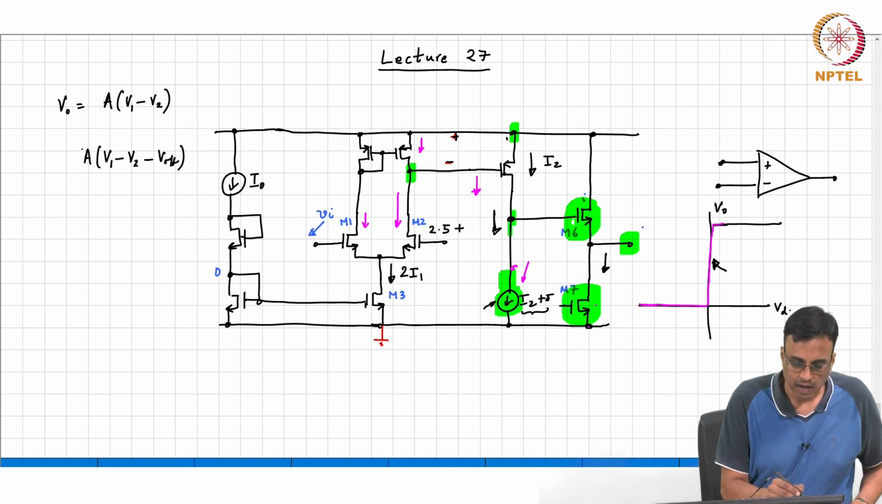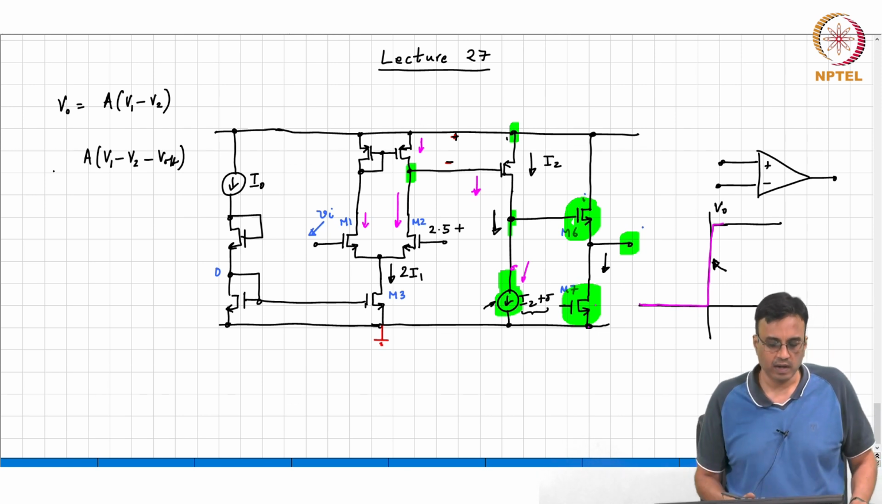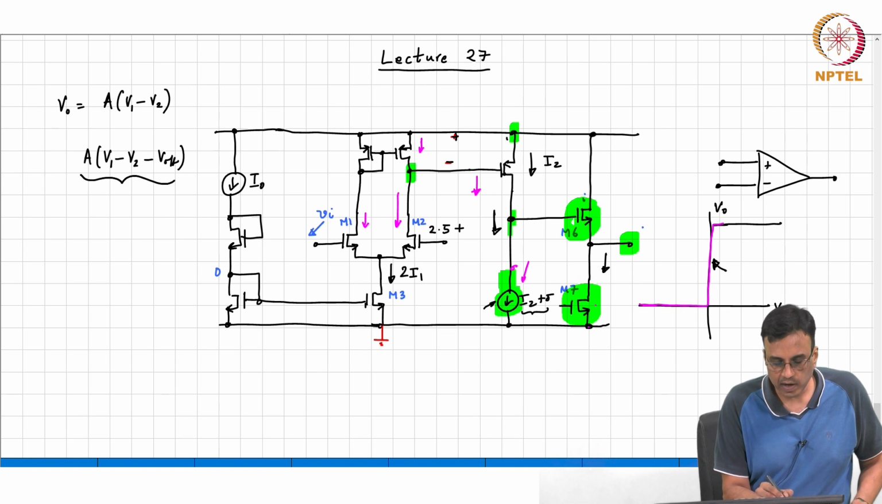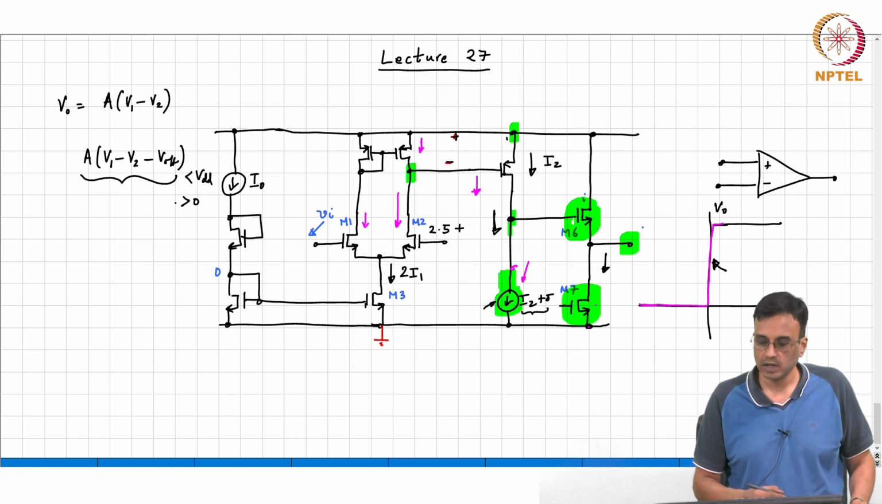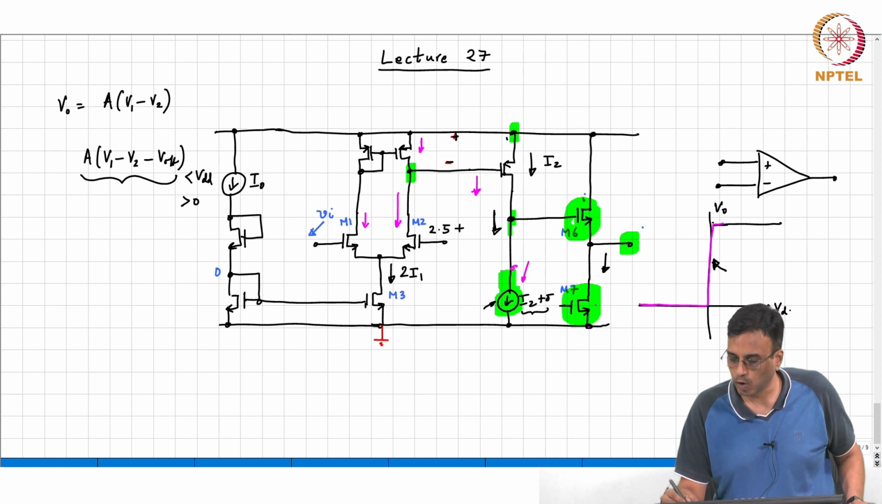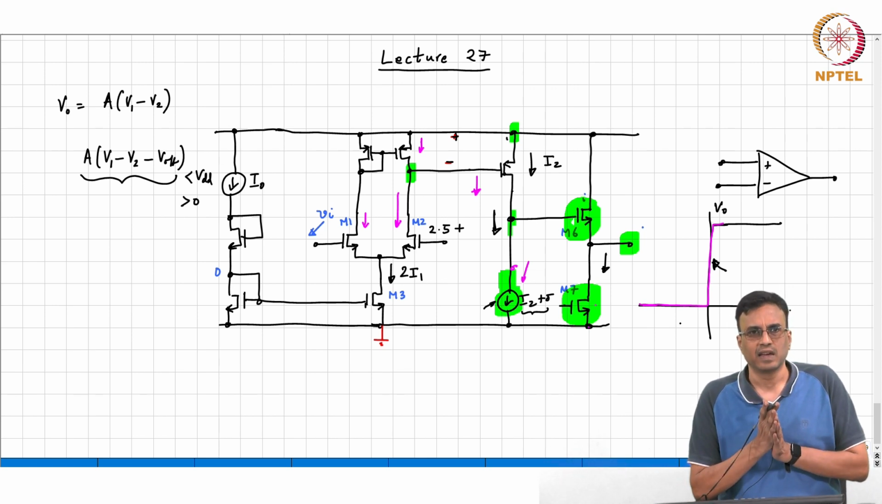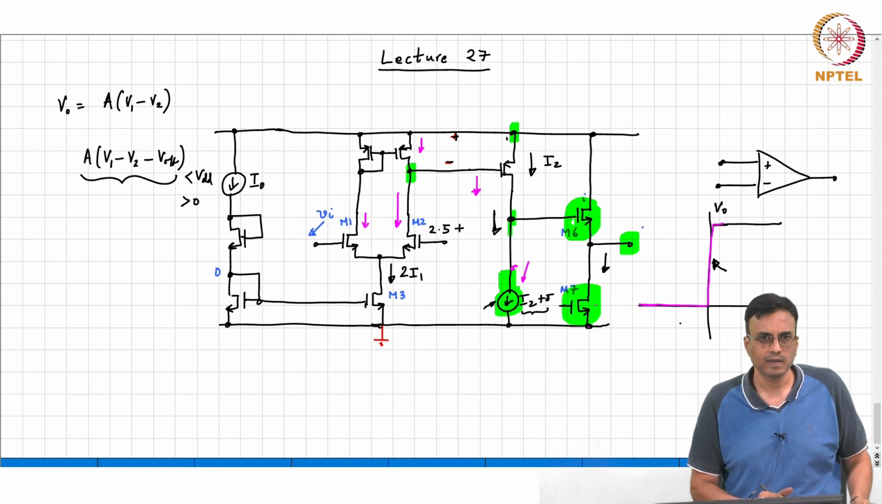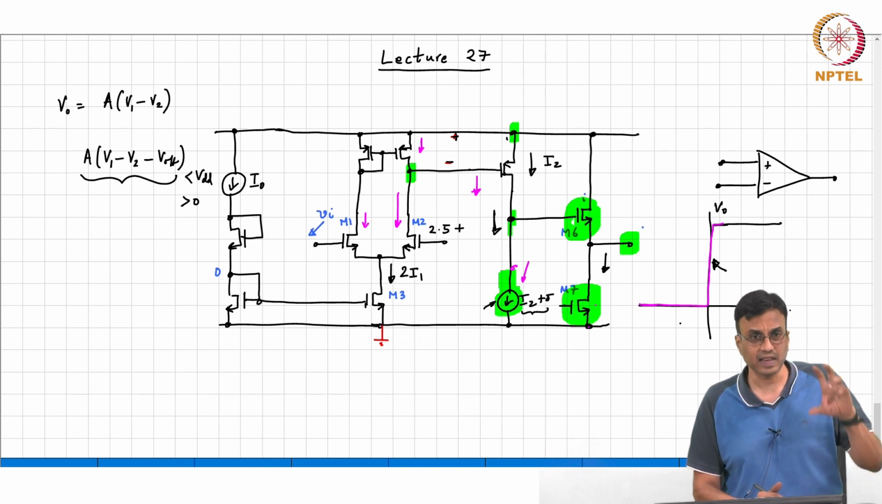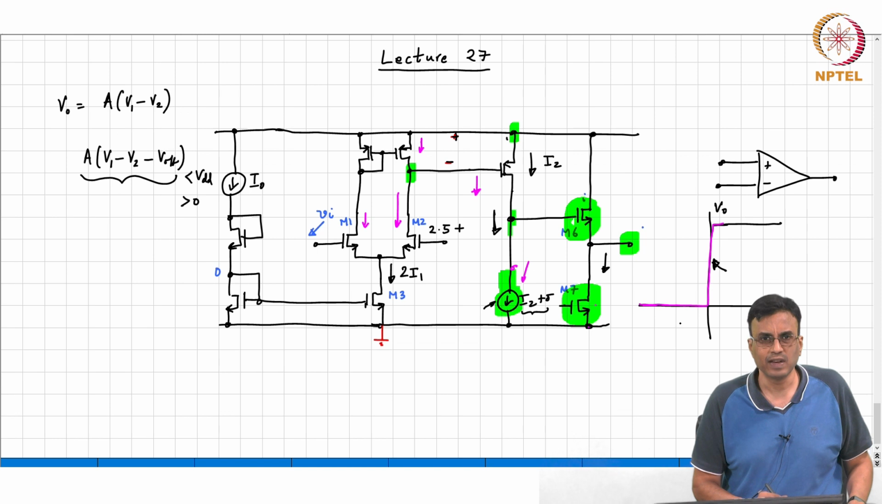And this is only true provided this quantity is less than VDD and greater than 0. So, in other words, the output of the op amp can be modeled as a straight line only over an extremely small window of input voltages. And why extremely small? That is because the gain of the op amp is very, very large.